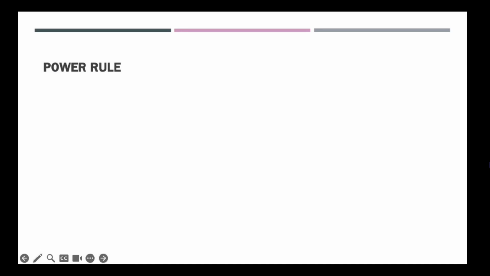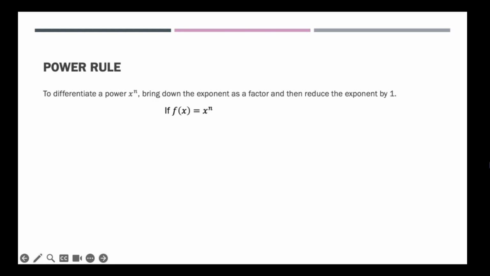the derivative. The first rule is the power rule. The power rule is to bring down the exponent as a factor and then reduce the exponent by 1. If f(x) equals x to the power n, then the derivative of the function equals n times x to the power n minus 1. So let's move on to the example to make it clear.